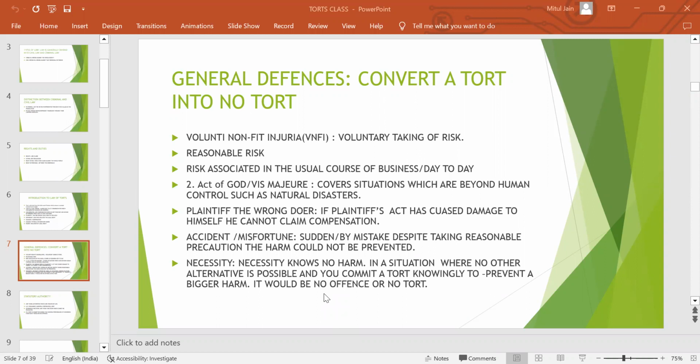Can I explain 1 and 2 again? क्या समझ नहीं आया शिखा? वॉलंटरी नॉन फिट इंजूरी क्या है शिखा?